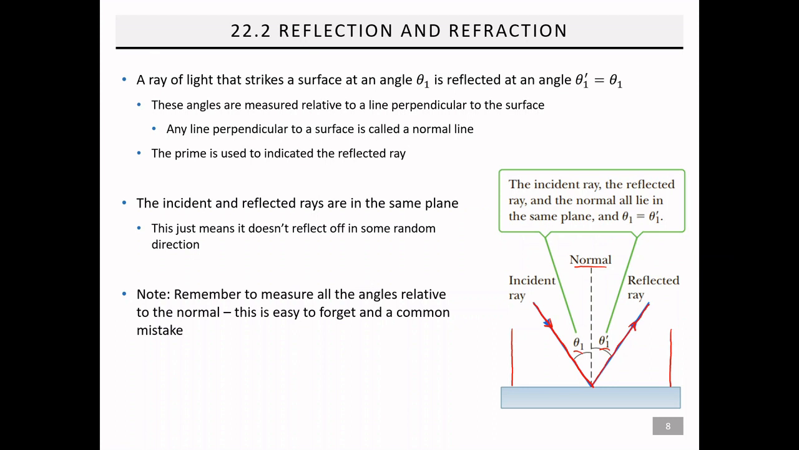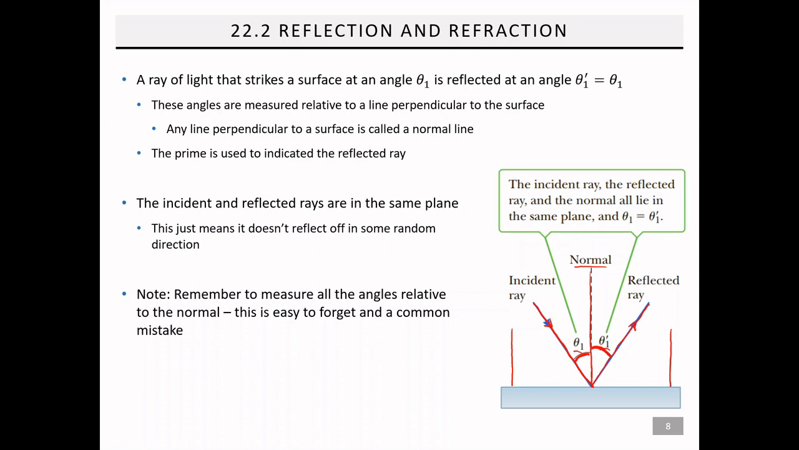Essentially, what you have to do to measure these angles is look at where the light ray strikes the surface, where it reflects off the surface, draw the normal line at that point, and then measure the angle between the incident ray and the normal, and then also measure the angle between the reflected ray and the normal.